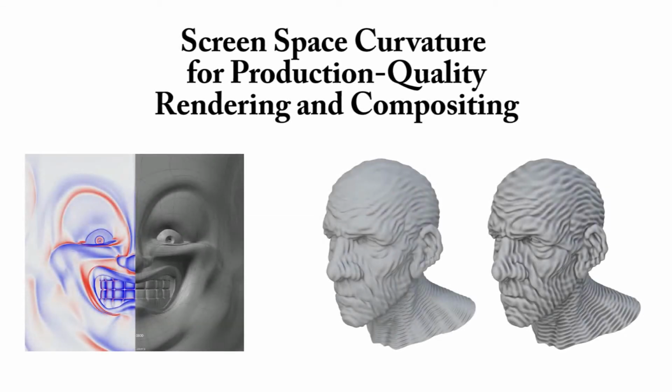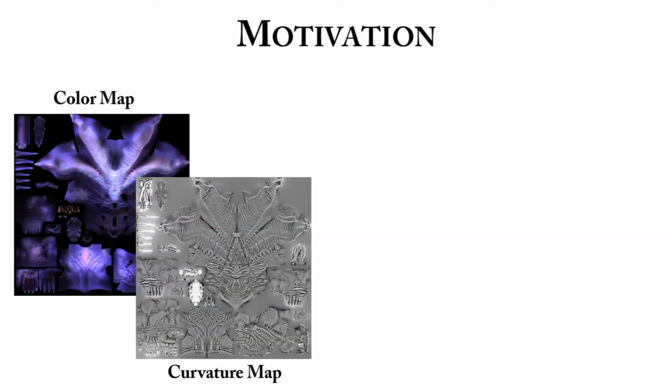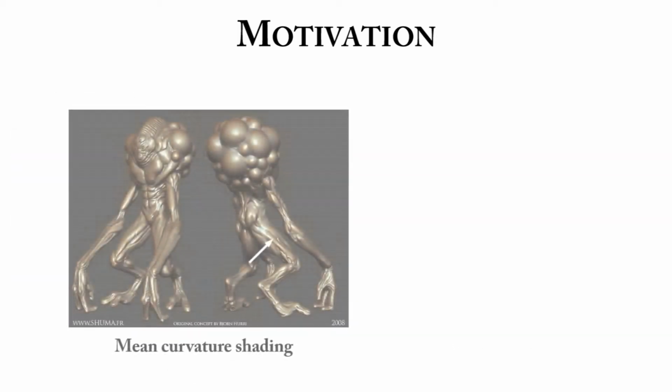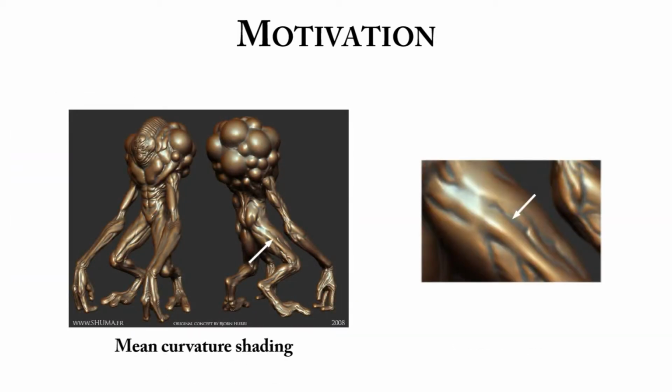Screen space curvature for production quality rendering and compositing. Curvature is commonly employed for enhancing details in textured 3D models, or to modulate shading at the rendering or compositing stage.